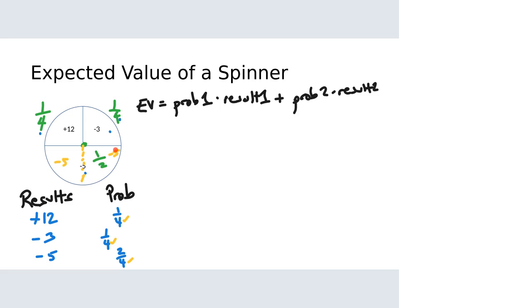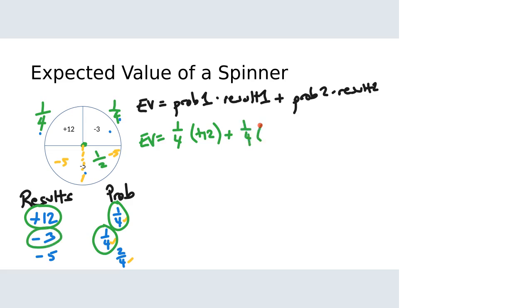Let's find our expected value. 1/4 of the time, the player is going to win $12. Probability of result number 1 multiplied by result number 1. We're going to do the same thing with the others. 1/4 of the time, they're going to lose 3. And 2/4 of the time, they're going to lose 5. Now we just need to simplify and we'll have our expected value.